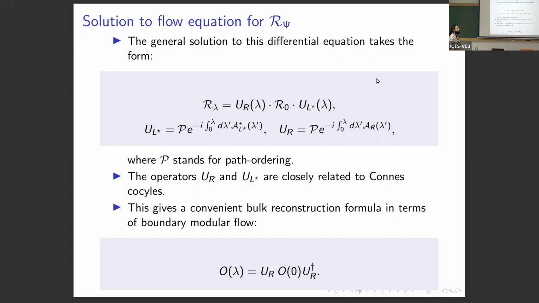You're telling us that if you knew how to bulk reconstruct at lambda equals 0, then this formula tells us how to do the bulk reconstruction. Correct. So let's say lambda equals 0 is the thermofield double state, where you have access to HKLL. So O of 0, I know, using HKLL. Now all I have to do is take that and conjugate it with these modular Wilson lines. And that tells me how to do bulk reconstruction around some deformed state.